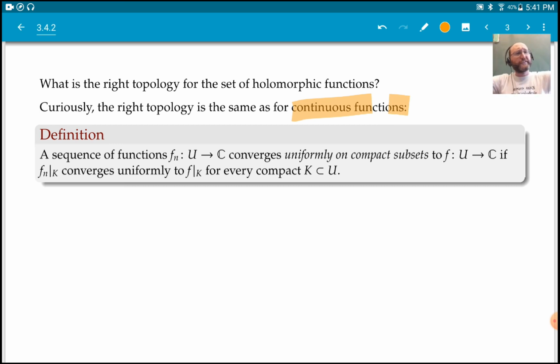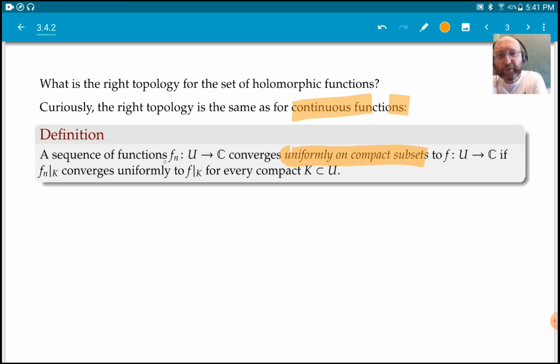And this is weird because there's way more continuous functions than holomorphic functions. Continuous functions can be really, really wild, while holomorphic functions are fairly rigid, very special, right? There's way more continuous functions. So the right topology is uniform convergence on compact subsets.